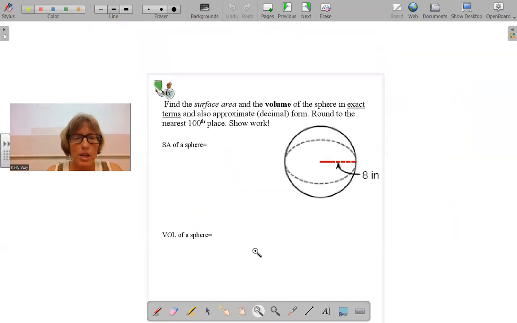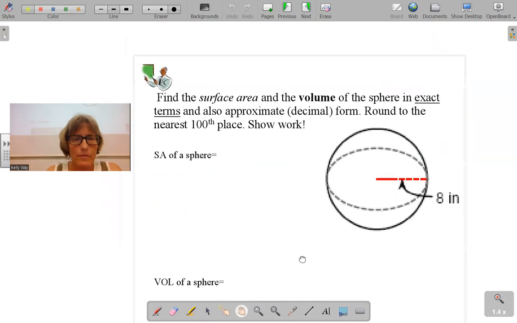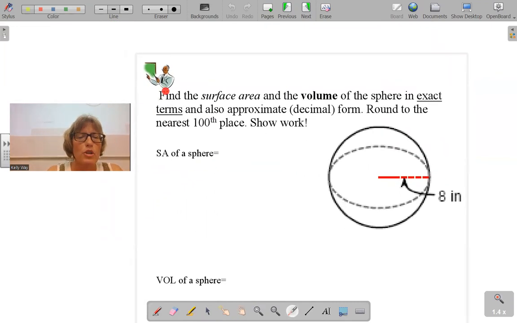Let's do a couple problems together. Put your finger there. I'd really like you to finger track, put your finger right there, and read out loud with me. Ready? You make the sound. Go. So we're doing this in exact terms and approximate, both surface area and volume. Start by writing your equations.